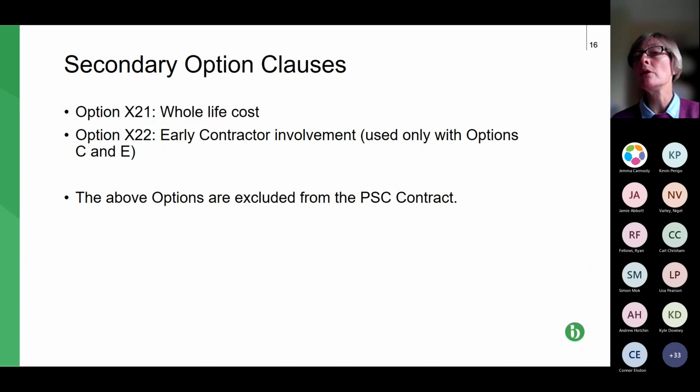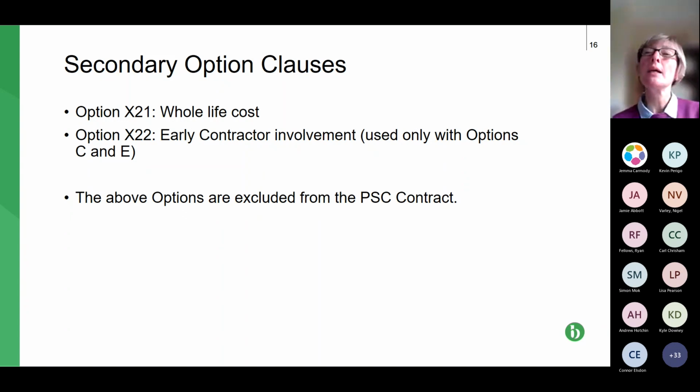Other options that are not included in the professional services contract: this new X21, which is new to NEC4, the whole life cost. So this is where, as part of the design, the contractor suggests to the employer something that can be done that might actually cost more in terms of build, but in terms of whole life cost will prove to be very economical.